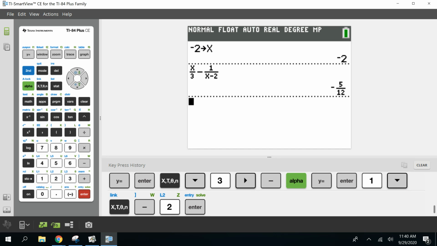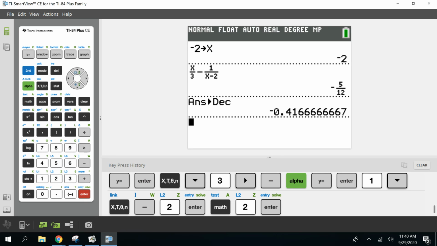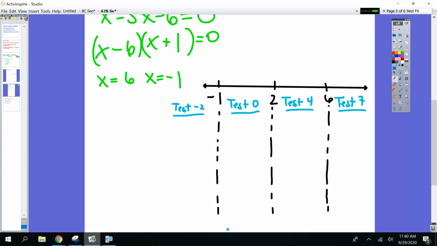I know the question came up in class. How do I change that to a decimal? Because I prefer decimals more too. So you hit your math button to the left. There's a math button underneath alpha. And then choice number 2 is change anything to a decimal. So it's about -0.41, right?